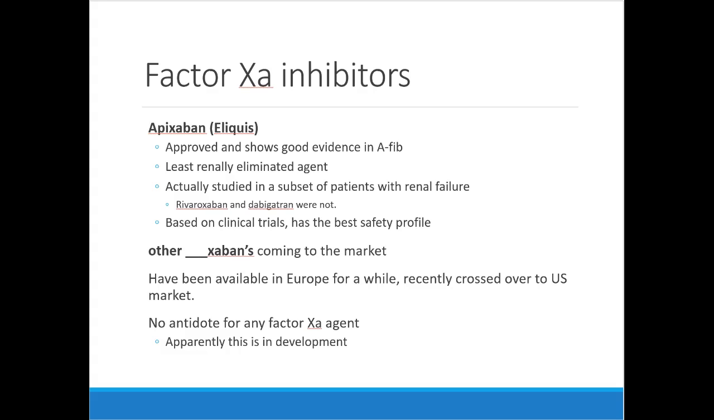Apixaban's the other one I'll talk about too. It shows good evidence in AFib, and is also approved for other things. Best safety profile probably per clinical trials. It's been shown to maybe have the lowest bleeding risk out of all the agents. There's another one that I didn't include on here, and there are some other xabans coming to the market, and I'm going to show you some comparisons here in a second. Important to know, these medications have been approved in Europe for several years and then crossed over to the US. They're approved a lot for post-hip and knee replacement and some other indications like that.